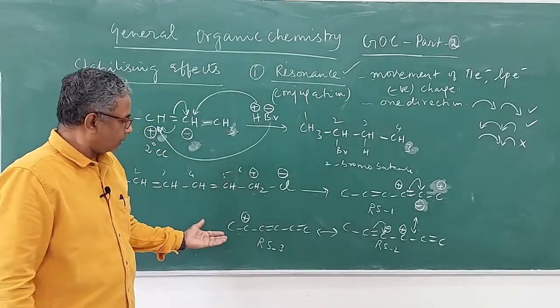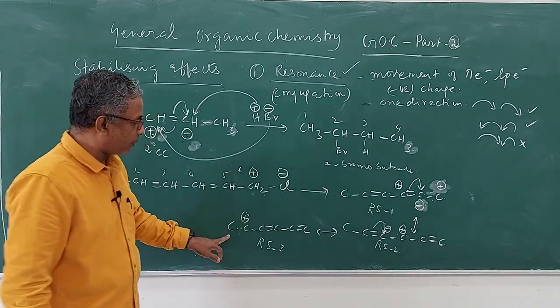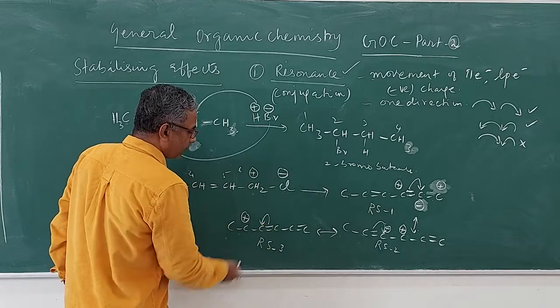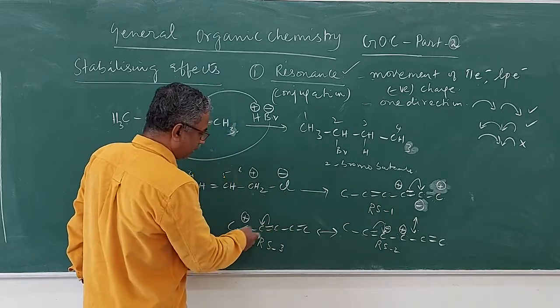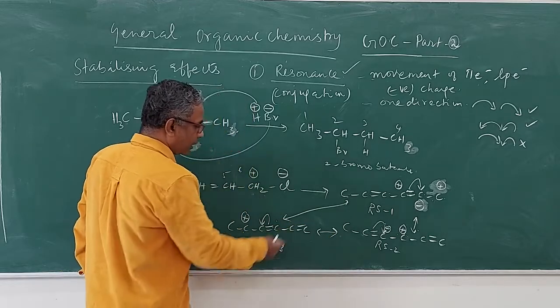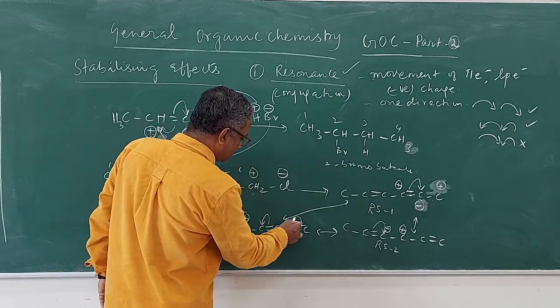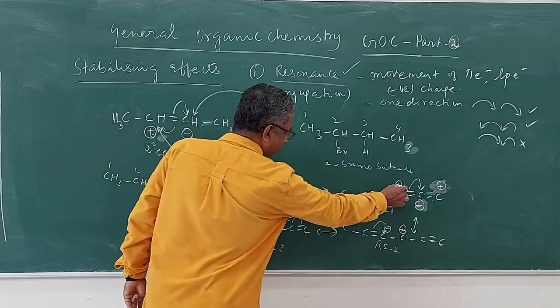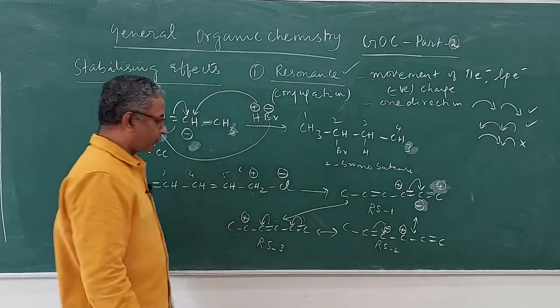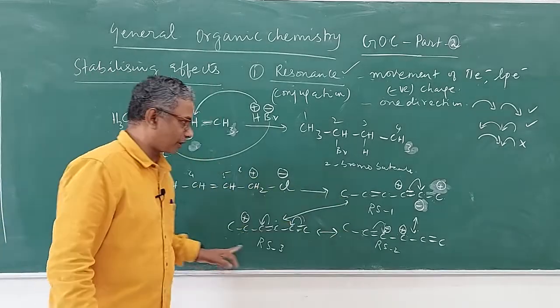Now this carbocation has to be stabilized. Again, this will get shifted here. Once you get shifted here, you will get this structure. And now after this, it will develop the carbocation here, and when this double bond shifts here, you get this structure. So now you will have a total of 3 resonance structures.